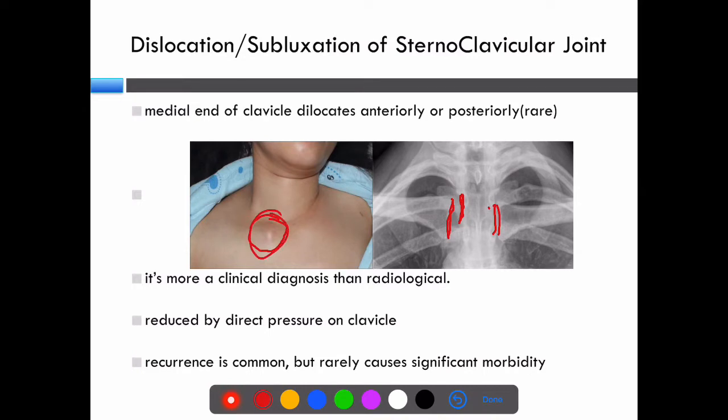When you get a patient with sternoclavicular dislocation, it's often painful. It may be reduced by direct pressure on the clavicle, but recurrence is very common. But for some reason it never causes much morbidity. It's very well accepted by the patient unless it is a cosmetic problem.